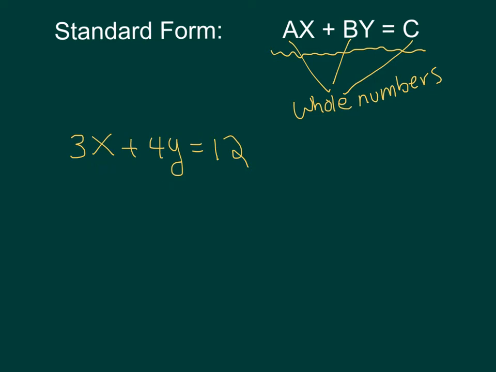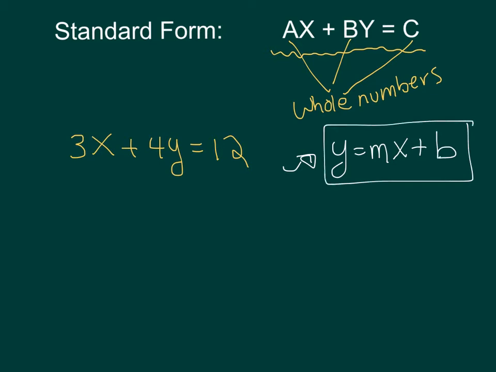Okay, so just quickly, I want to prove to you that this equation can be rewritten into slope-intercept form, which, one more time, is y equals mx plus b. So if you can try this on your own, pause this video and give it a try. You want to get it into y equals mx plus b. Okay, hopefully you have tried it, and now let's do it together.